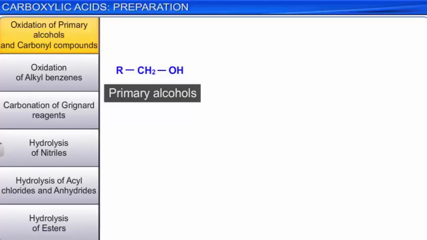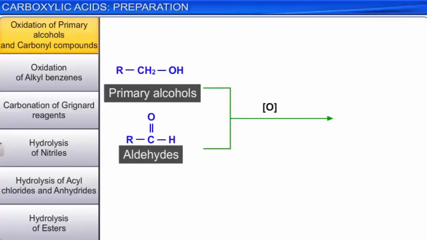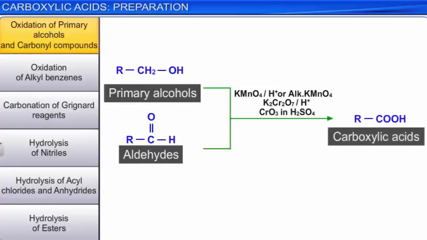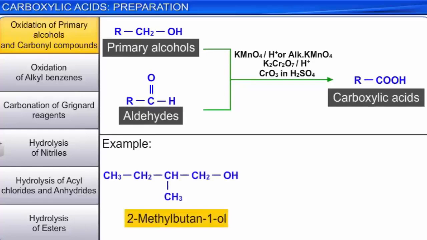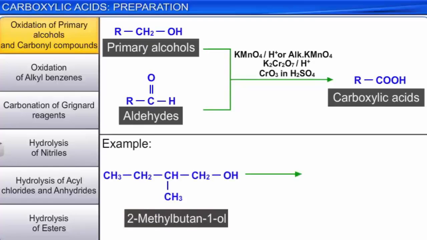Primary alcohols or aldehydes, on oxidation with oxidizing agents such as acidified or alkaline potassium permanganate, acidified potassium dichromate or chromium trioxide in sulfuric acid, give carboxylic acids with the same number of carbon atoms. For example, 2-methylbutan-1-ol on oxidation with acidified or alkaline potassium permanganate gives 2-methylbutanoic acid.